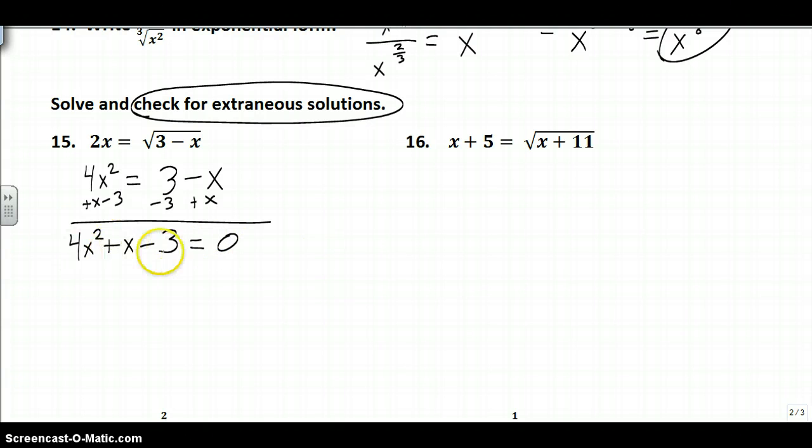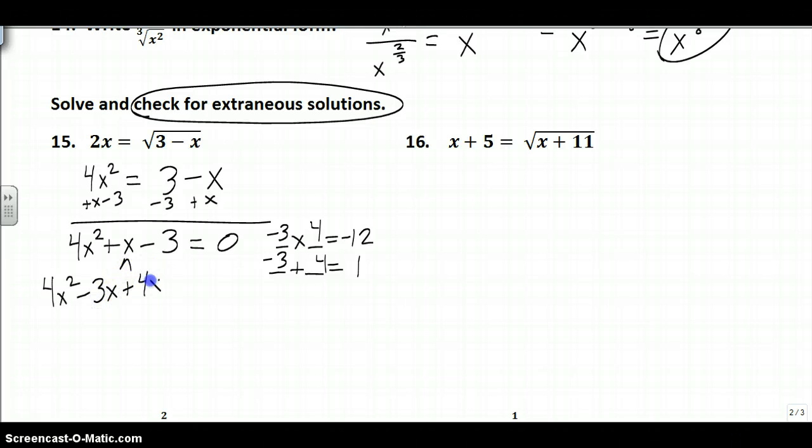And you have to factor this. Since there's a 4 out front, you have to remember a special trick to factoring. Take 4 times negative 3. Well, that's negative 12. So what multiplies to negative 12 and adds to 1, the number in the middle? Well, that would be negative 3 and positive 4. Okay. Split up the middle term. 4x squared minus 3x plus 4x minus 3 equals 0.